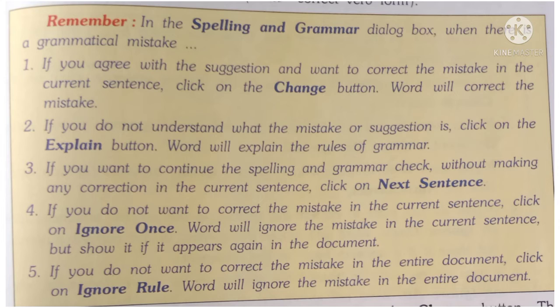Number 5. If you do not want to correct the mistake in the entire document, click on ignore rule. Word will ignore the mistake in the entire document. Number 5. Since we agree with the suggestions, click on the change button. The word hunted changes to hunt and the dialog box shows the next mistake in the document.